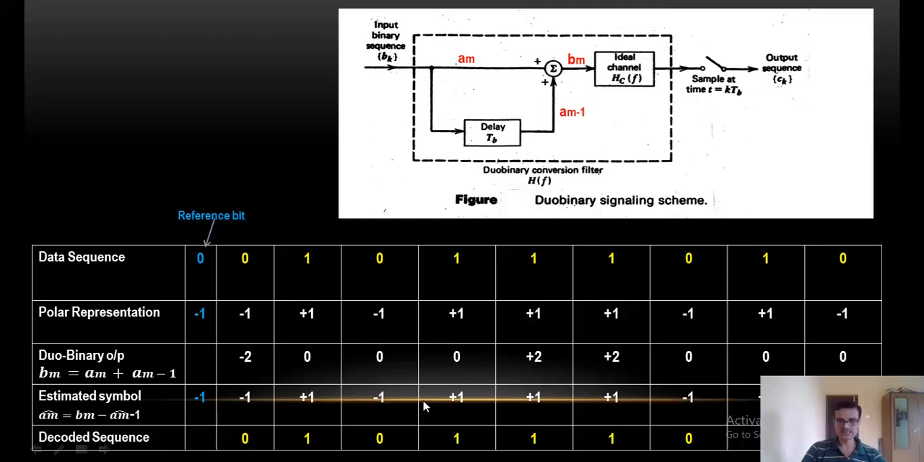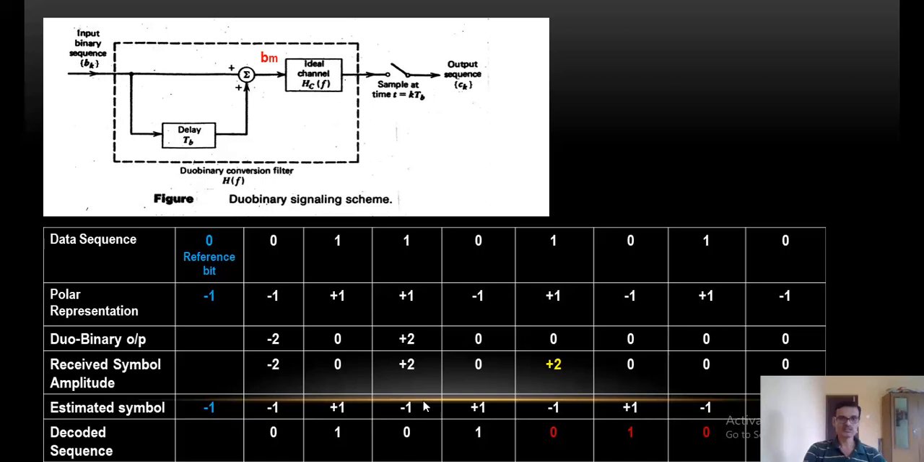Now I told earlier that there is one problem. We actually face one problem, that is called error propagation. Now just look at this particular example here. I have taken one more example, where my reference bit is again 0. This is the data sequence. I have completed this task already.